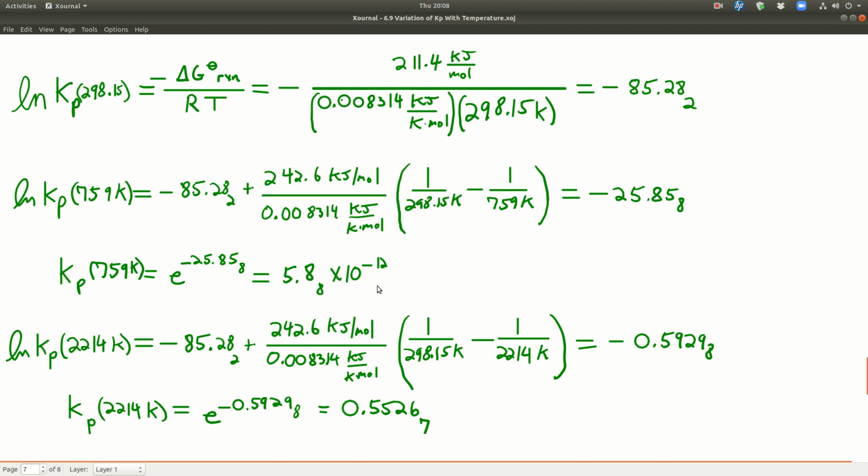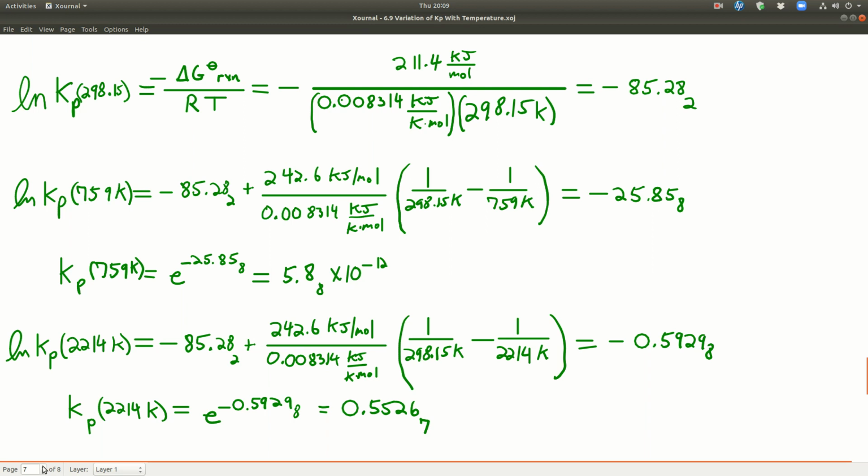And then we're going to bump up the temperature to 2214 Kelvin. Same thing, same natural log of Kp at 298.15 is this term, delta H, R, T final, 298.15. This is the only thing that changes, but it changes it significantly. So we get natural log of Kp at 2214 is this number here. Taking e to that, we get 0.55267. So what's that? 11 orders of magnitude larger at a higher temperature, which kind of makes sense.